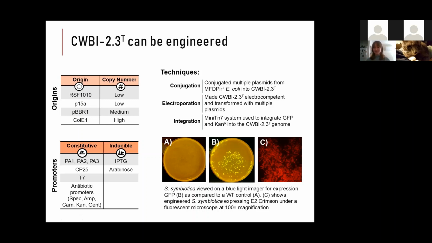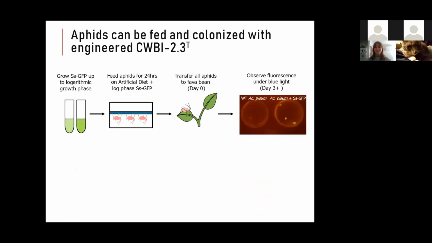And now the next step, of course, is to feed it back to aphids. So this is the general protocol that I typically follow when feeding it to aphids. I will first grow up my engineered bacterial strain with that GFP integrated into the chromosome. You'll see me abbreviate this as SSGFP throughout most of my talk. I spike that into an artificial diet, which contains a bunch of sugars that the aphids will then feed on. And then I move them back to the fava beans, which they are a lot happier and healthier eating on than the diet. And after about 3 days, you can basically take those aphids, put them on a blue light plate, and you'll see them light up with that bacteria, which is fantastic.